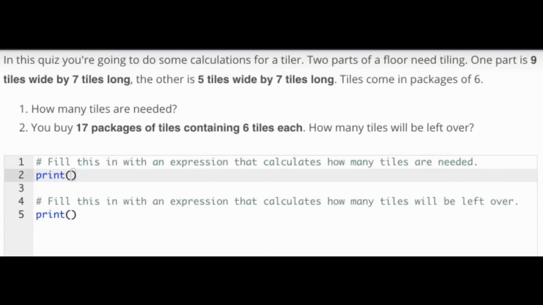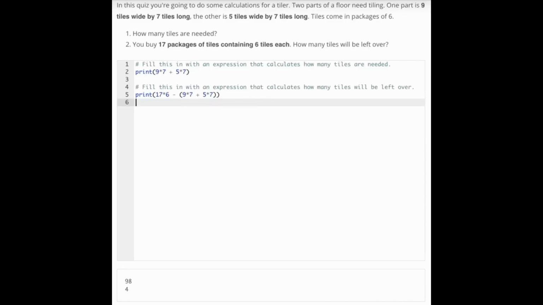So for the first part, we'll type print 9 times 7 plus 5 times 7. And the second part, we'll do 17 times 6 minus 9 times 7 plus 5 times 7.